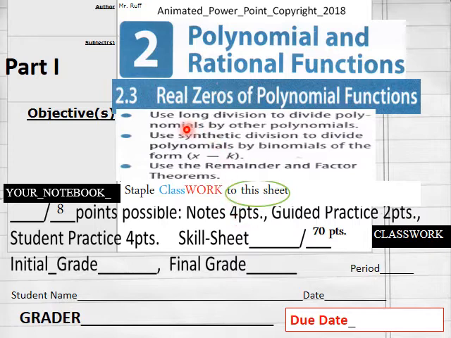Using long division to divide polynomials by other polynomials, and using synthetic division, and then using the remainder and factor theorems. This is chapter 2.